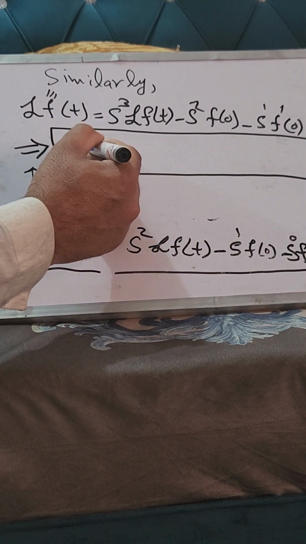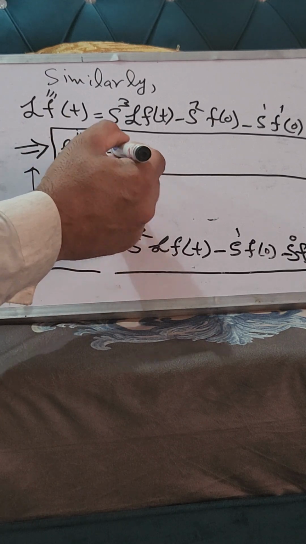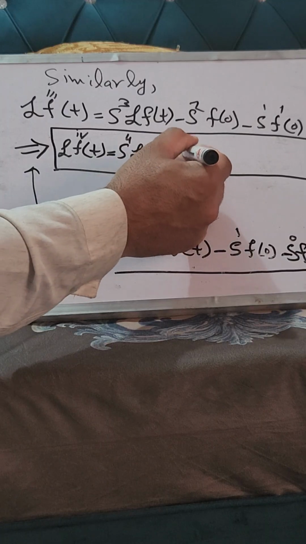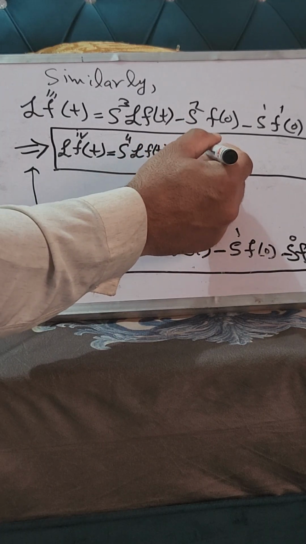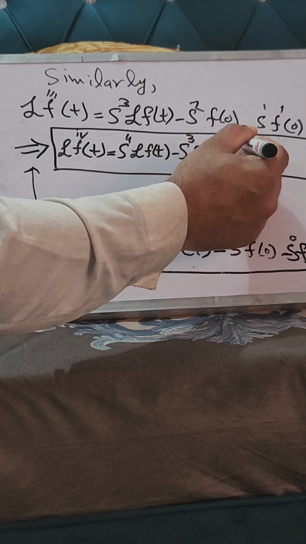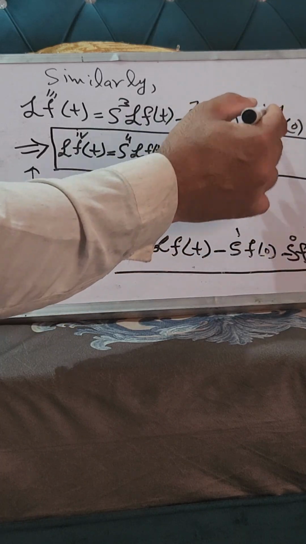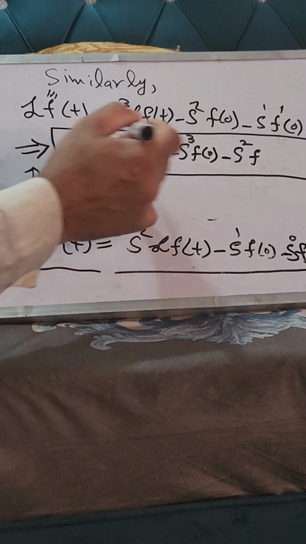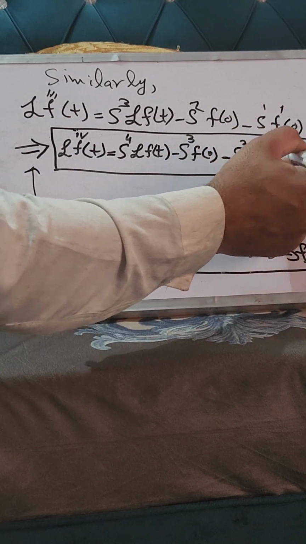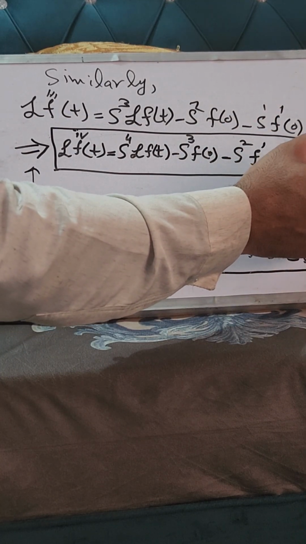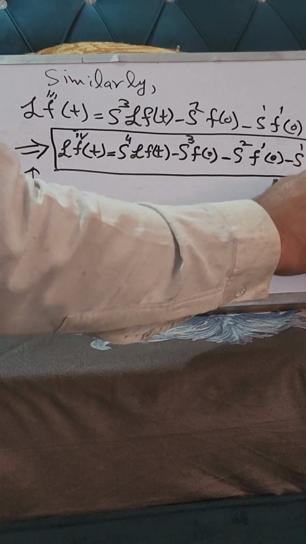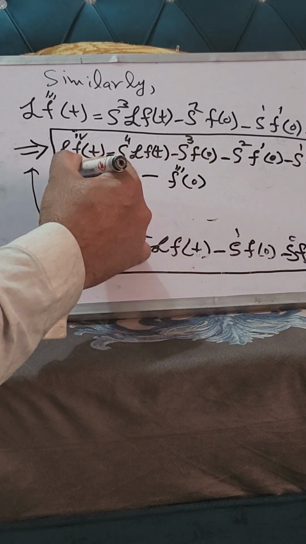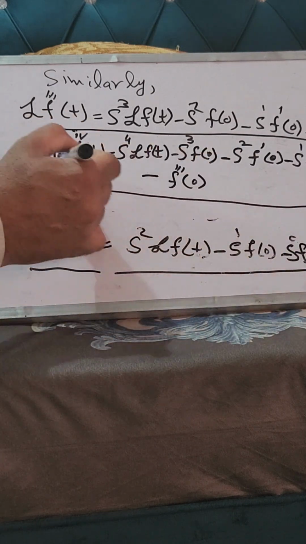the Laplacian of the fourth derivative of function f of t is s to the 4 Laplacian of f of t minus s cube f of 0 minus s square, increasing the power of s by 1 because here one higher derivative is taking place over here. So this is the required relation for the Laplacian of the fourth derivative of function f of t.